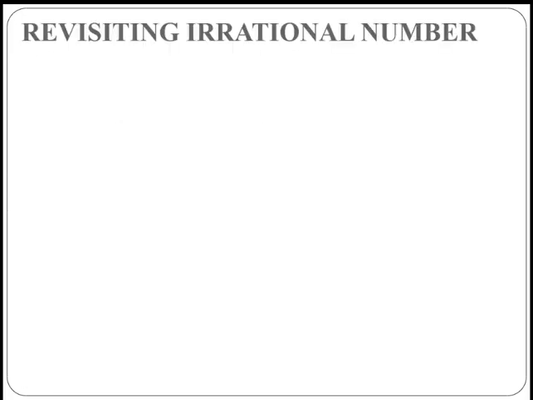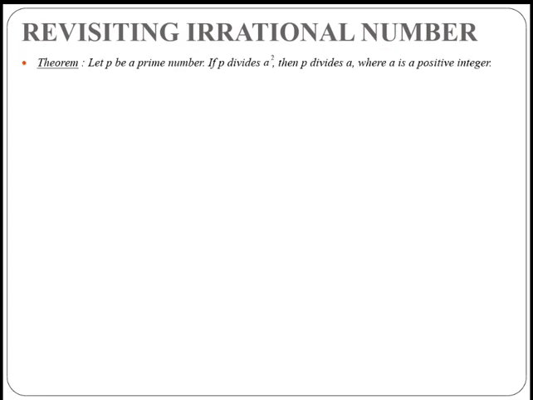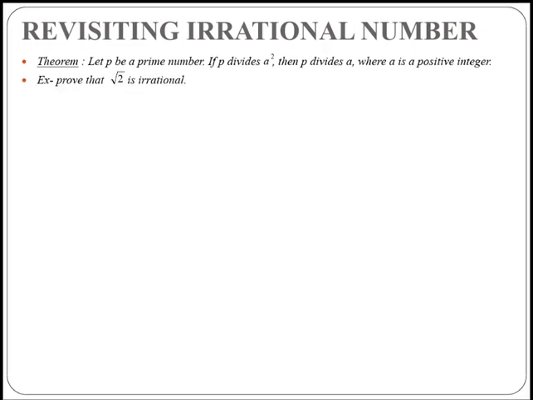Now the most important topic of this chapter is revisiting irrational numbers. In this, the theorem states that let P be a prime number, if P divides a square, then P divides a, where a is a positive integer. How? If 2 divides 4 square, then 2 divides 4. If 4 divides 16 square, then 4 also divides 16. This theorem says that. Now you have to prove that root 2 is irrational.